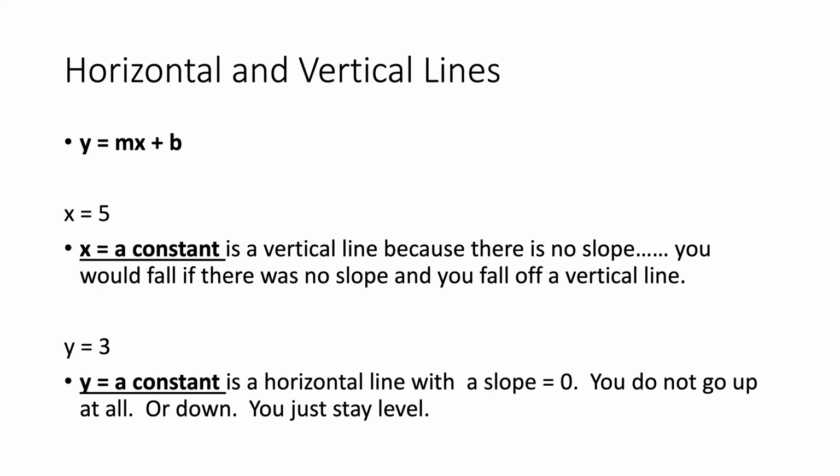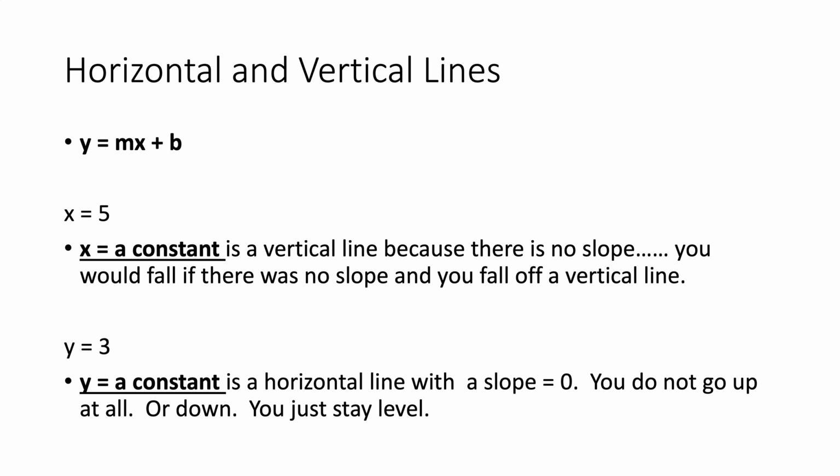So since it says x equals, I know I'm getting into the realm of the weird, the little bit different. Whenever it says x equals a constant, you get a vertical line. And the reason for that is because there is no slope. See, the slope is the angle of the line, like where you would walk up the line. You go up so many, over so many, up so many, over so many.